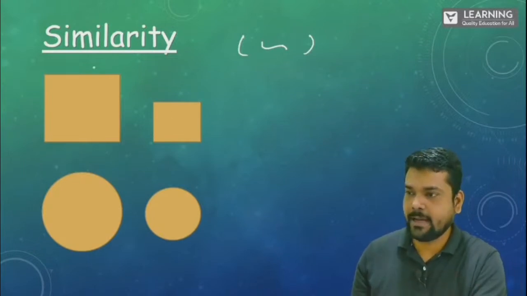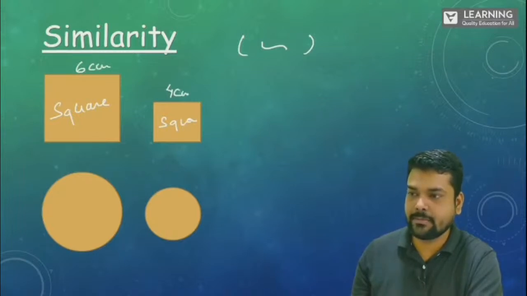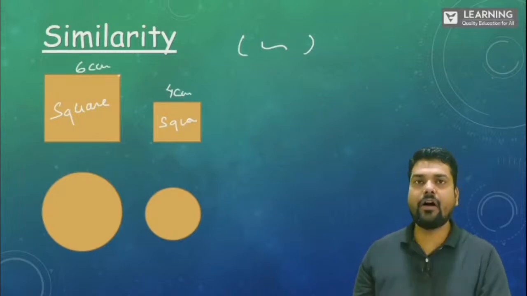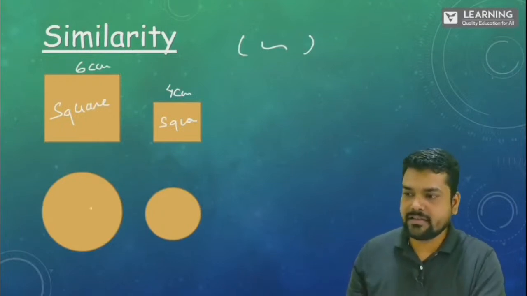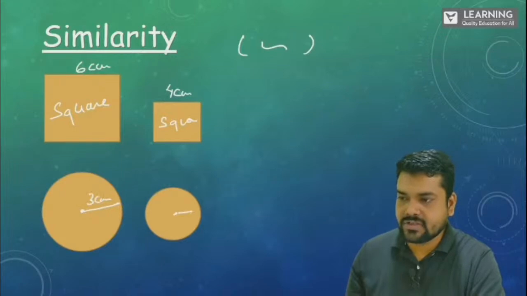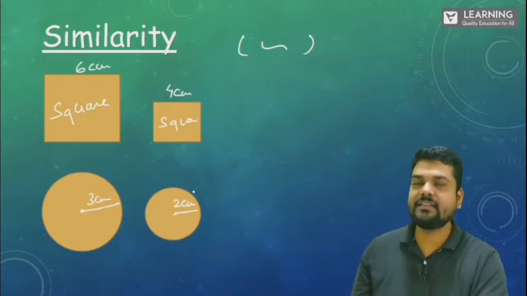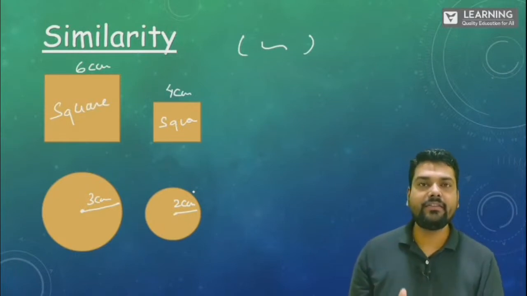If I'm talking about a square, that is also a square. If it is 6 centimeters in length, that can be 4 centimeters in length, but all the other stuff remains the same, like the angles will be equal. If this is a circle, then the radius can be 3 centimeters, the radius can be 2 centimeters. The radius can change, but both are circles only, right? So that is how we define similarity.